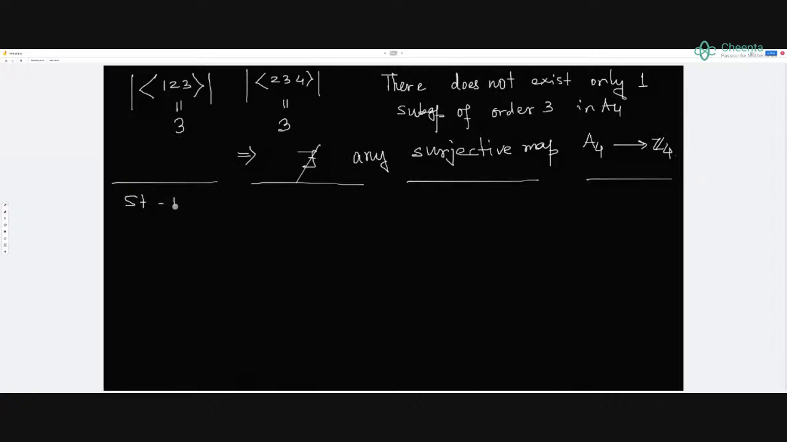Now statement 2. What is statement 2? Statement 2 is this: does there exist a surjective map from A4 to Z3? So this arrow means surjectivity.